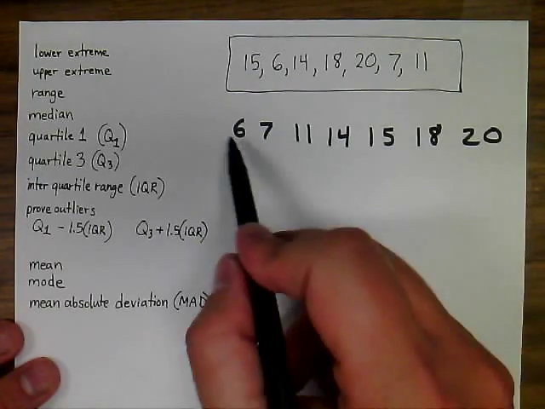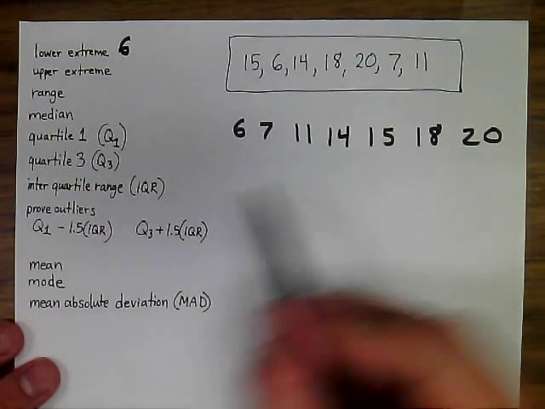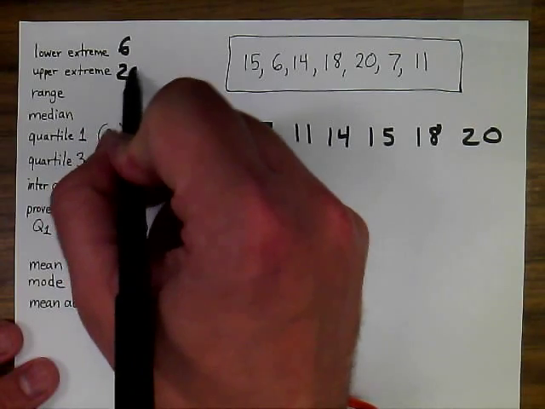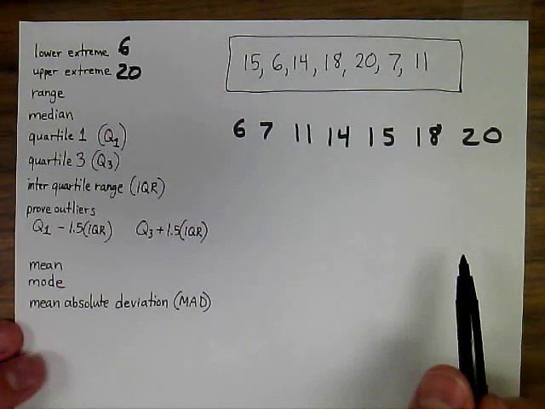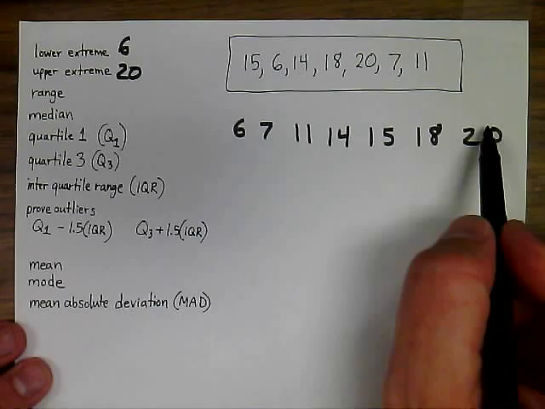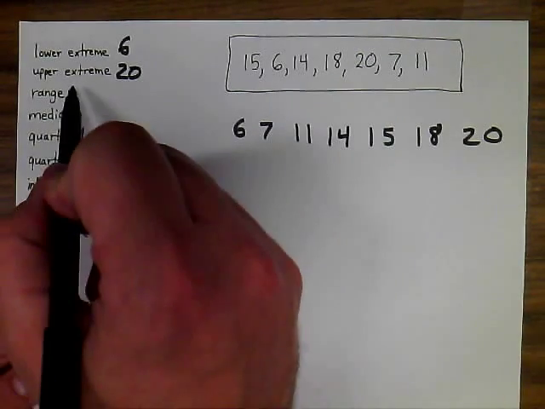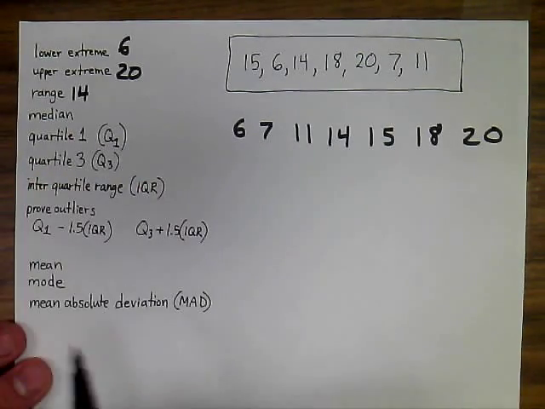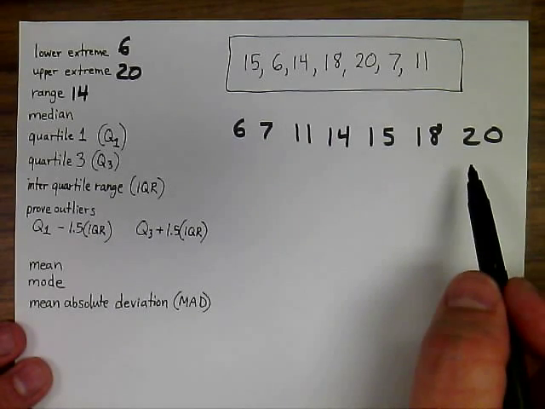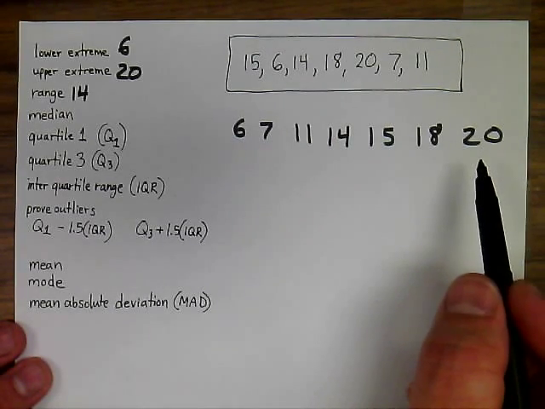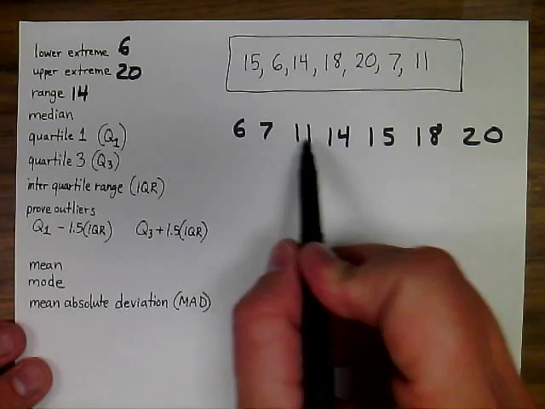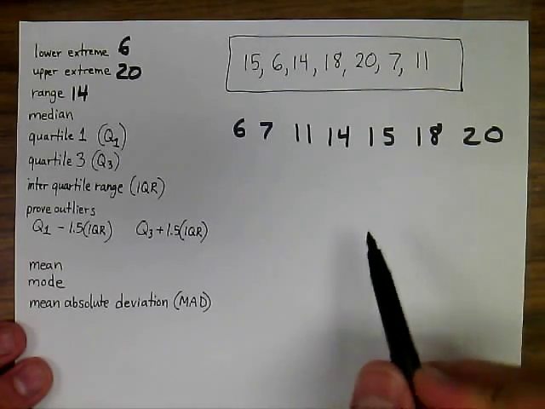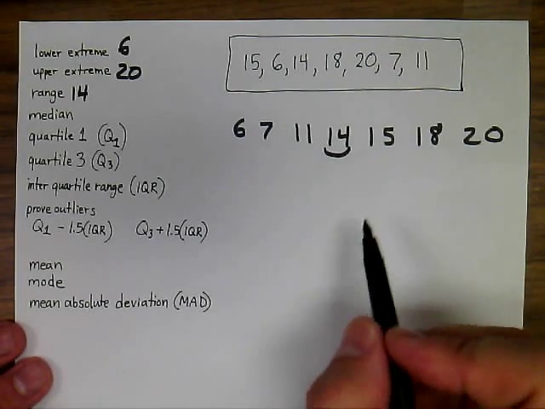So you can see our lower extreme is 6, and our upper extreme is 20. You may remember that to calculate the range, you subtract the upper extreme minus the lower extreme, which tells us the range is 14. Now to find the median of this data set, we need to find the middle. And you can see that there's 1, 2, 3, 4, 5, 6, 7 terms in this set. So the middle term would be 14.